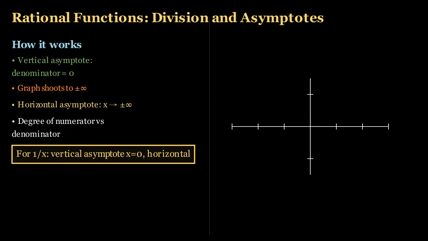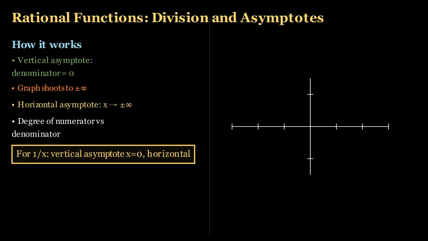Let's solve a concrete problem. Suppose you're printing custom t-shirts. There's a fixed setup cost of $100, and each shirt costs $5 to print. The total cost for X shirts is $100 plus $5X. The average cost per shirt, which we'll call C of X, is the total cost divided by the number of shirts. That's the rational function C of X equals (100 plus 5X) over X.